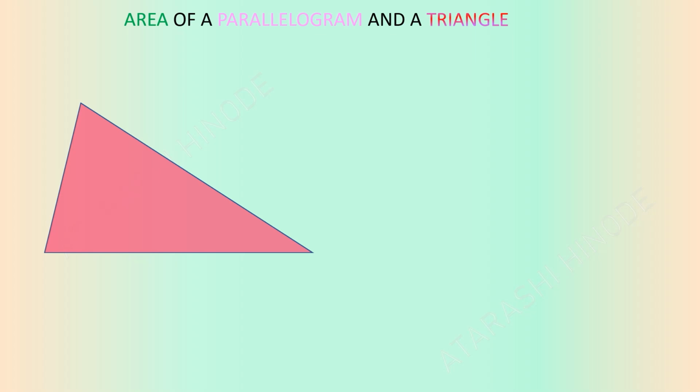So that they match. That is, one triangle covers the other triangle completely and exactly. So we can say both the triangles are congruent.